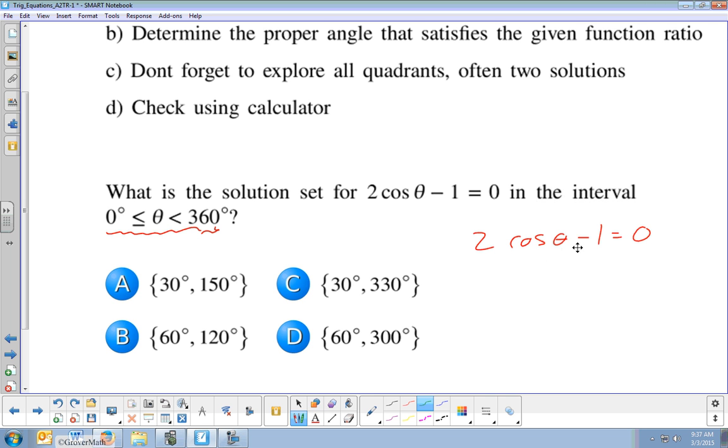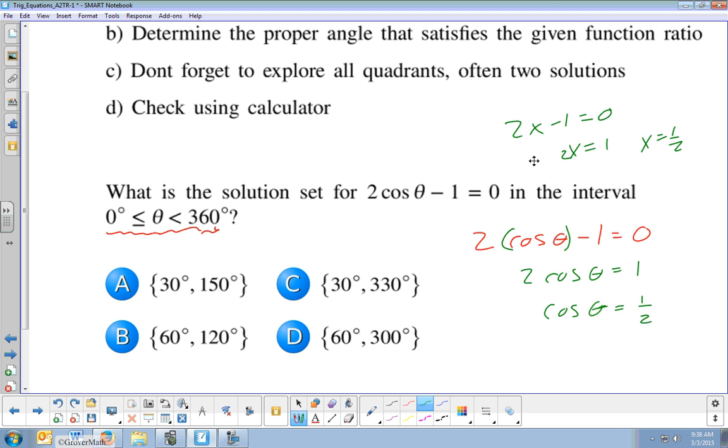So you're going to add 1 to make it 2 cosine theta equals 1. Then divide by 2 to get cosine theta equals 1/2, because we know 1 divided by 2 is 1/2. So that's the first thing you do: you solve for the function. Just like if it were 2x minus 1 equals 0, it would become 2x equals 1, and then x equals 1/2. That's exactly what you did here. Just pretend cosine theta is x.